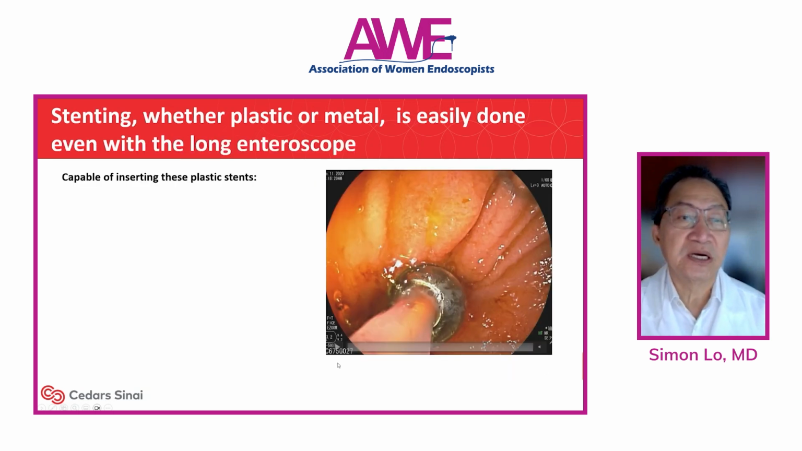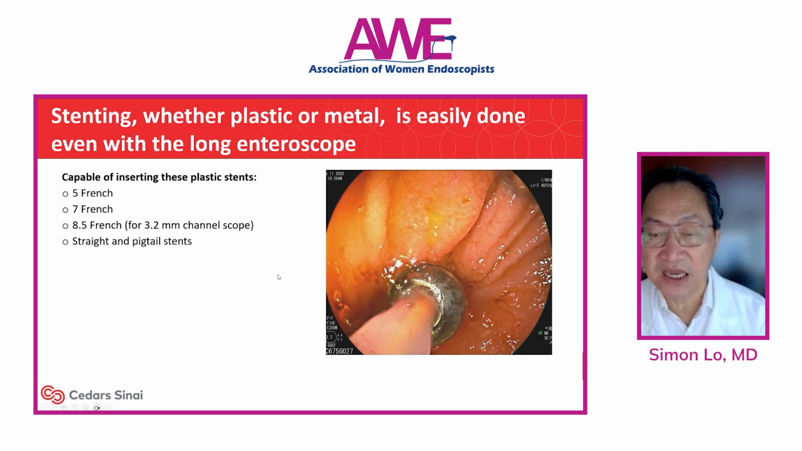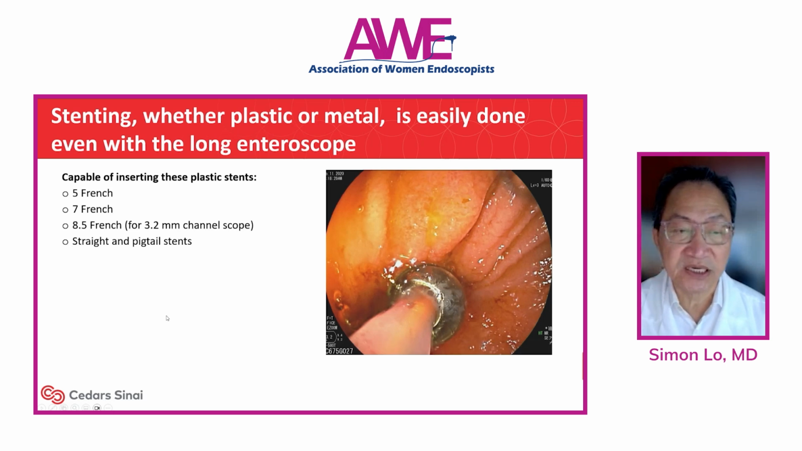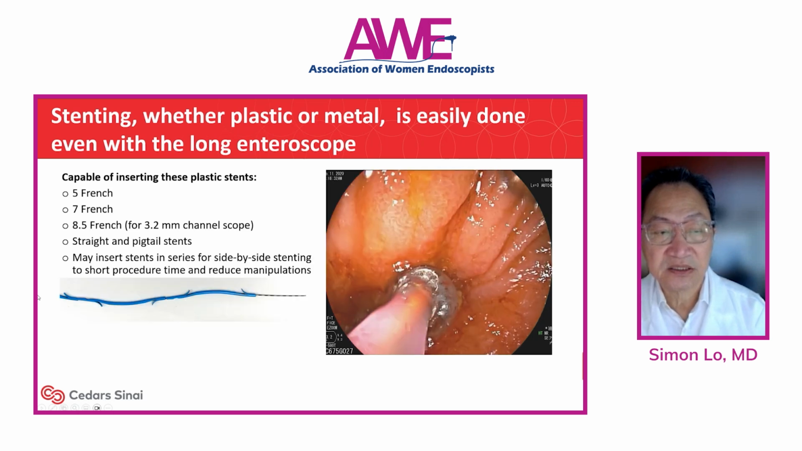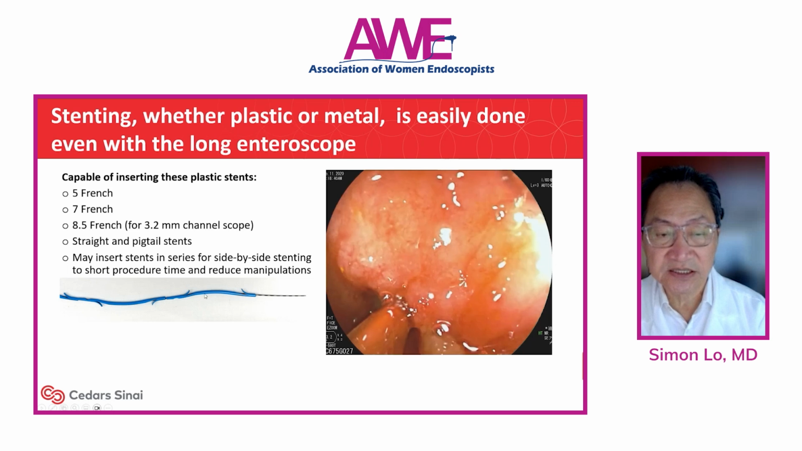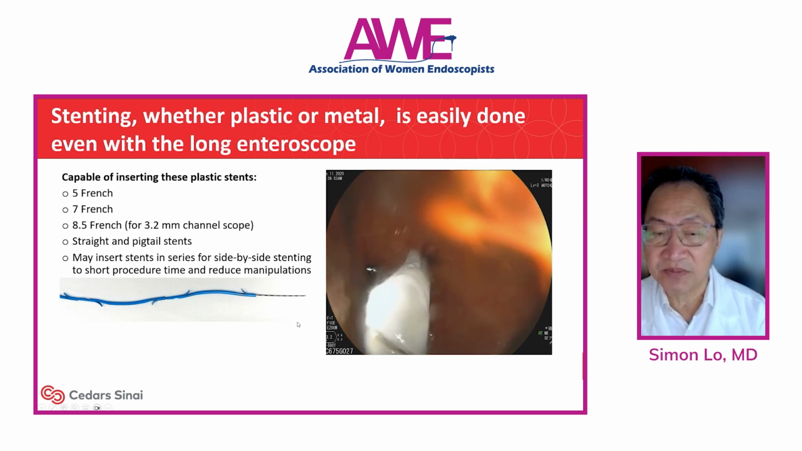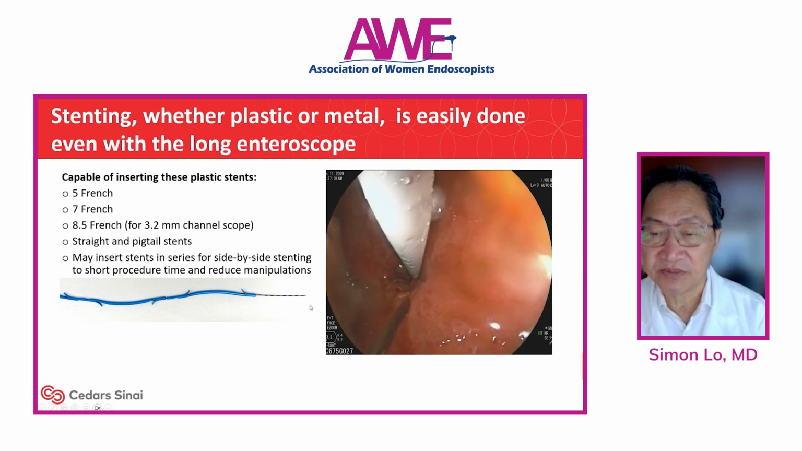You can also perform stenting with plastic stents, 5, 7, or 8.5 French if you're using a 3.2 millimeter channel endoscope. The various types of stent, straight or pigtails, can be used and placed with this type of scopes. Sometimes you can also put the short stents in series so that you don't have to exchange the guide wire and pull the instrument back and forth multiple times.